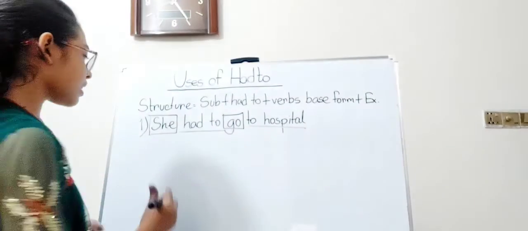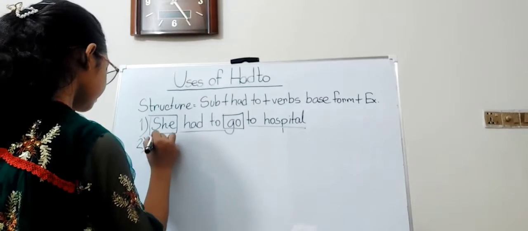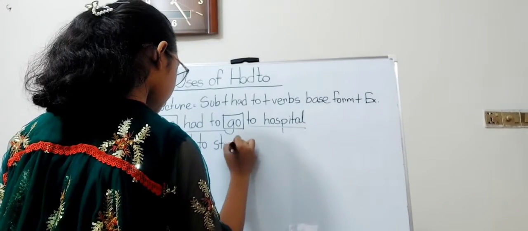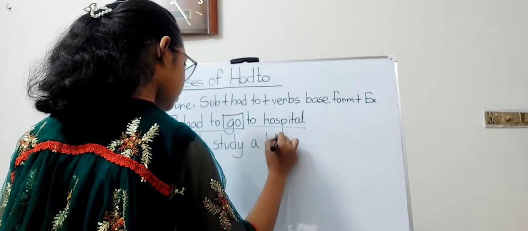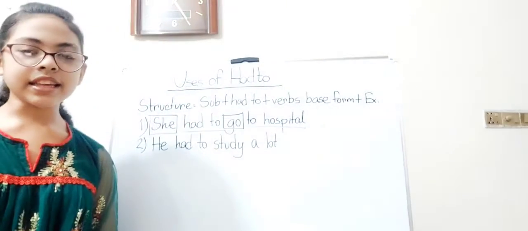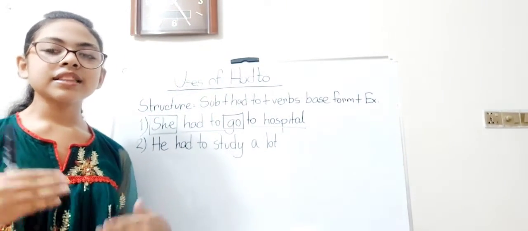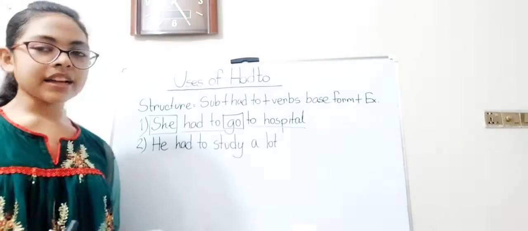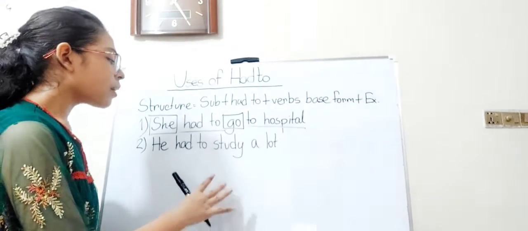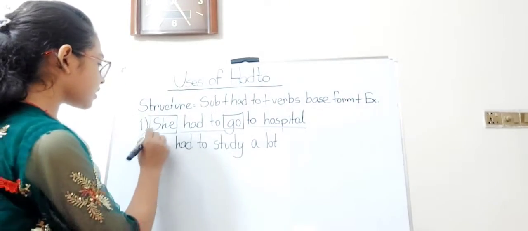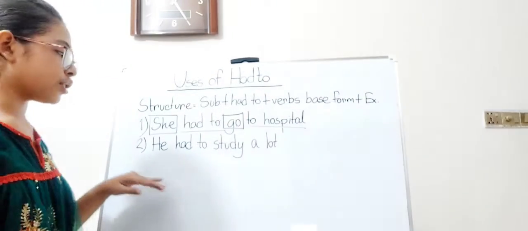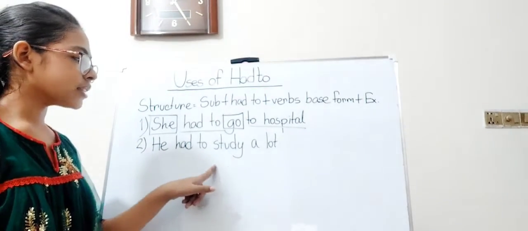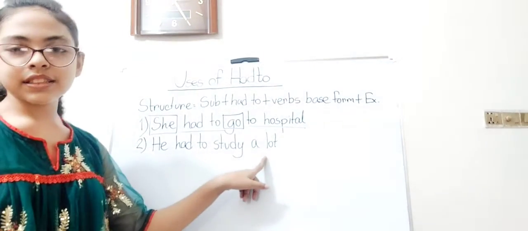Now let's see another example. He had to study a lot. That means তাকে অনেক পড়তে হয়েছিল. So this is also in the past tense, and it follows the structure: subject, then "had to", after that the base form of the verb, and the extension.